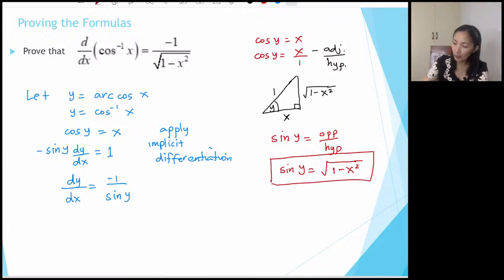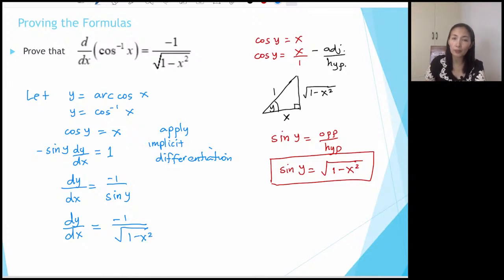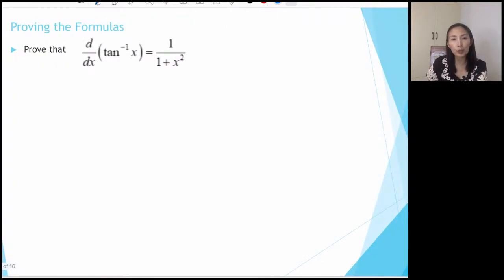So we were able to show once again that dy over dx is equal to negative 1 over the square root of 1 minus x squared. This is the formula for arc cosine of x. But if the argument is no longer x but a differentiable function, then apply the general form times du over dx. I hope this is clear. How about arctangent? Let's also prove the formula for arctangent.